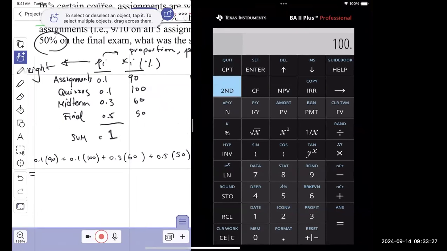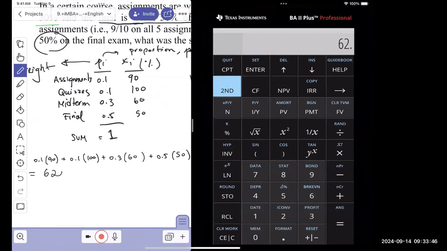So I'm going to enter this regularly on the calculator. So 0.1 times 90 plus 0.1 times 100 plus 0.3 times 60 plus 0.5 times 50. And that's 62. So if you don't get that answer, it's because my calculator is calculating with order of operations, PEMDAS. And if you're not getting 62, you need to make sure your calculator observes order of operations.